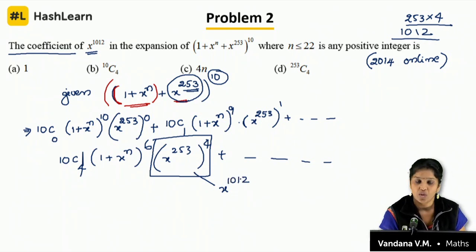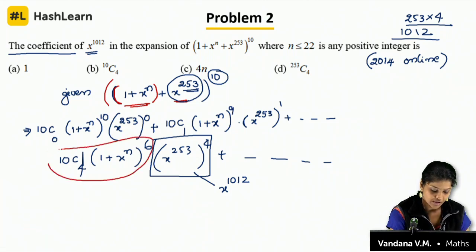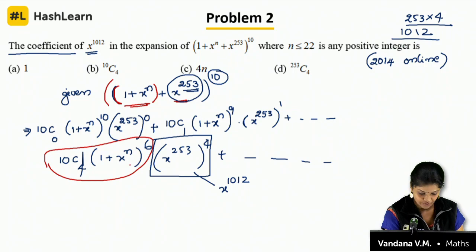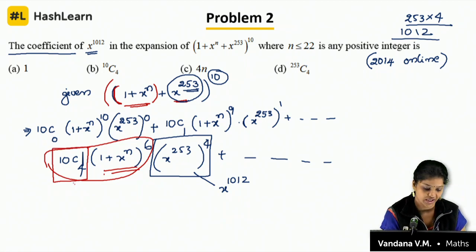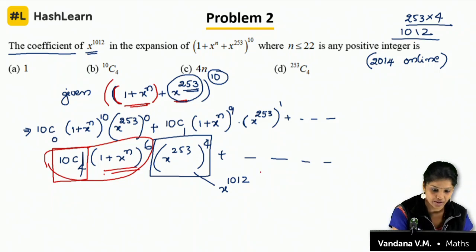Now I want the coefficient of x power 1012. What is the coefficient? See, only the variable part is excluded from the coefficient. You cannot take this x also as a coefficient. So this is your coefficient. What is the coefficient? 10C4 is the coefficient of x power 1012. Clear, children? Yes.